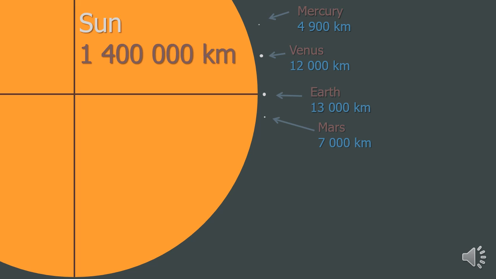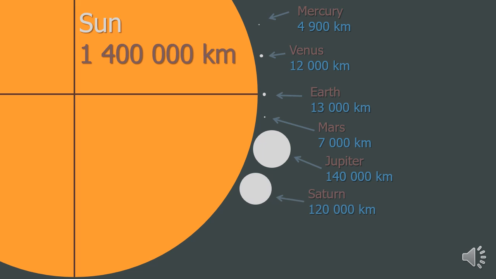Jupiter, which is the largest planet, is 140,000 kilometers, but it's still dwarfed by the Sun. So is Saturn at 120,000 kilometers, which is only a little bit smaller than Jupiter. That's Saturn without its rings on. Next comes Uranus at 51,000 kilometers, and then Neptune is slightly smaller at 50,000 kilometers. What you need to know for the exam is to understand that the scale of the solar system is huge.